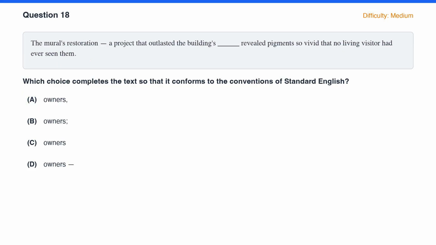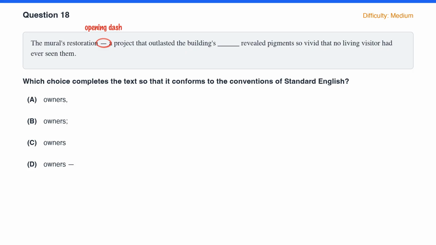This is a punctuation question, so look at how the sentence is built. Right after restoration, a dash kicks off an interrupting phrase. Whatever fills the blank has to close that interruption. And here's the rule that decides everything. The closing mark must match the opening dash.